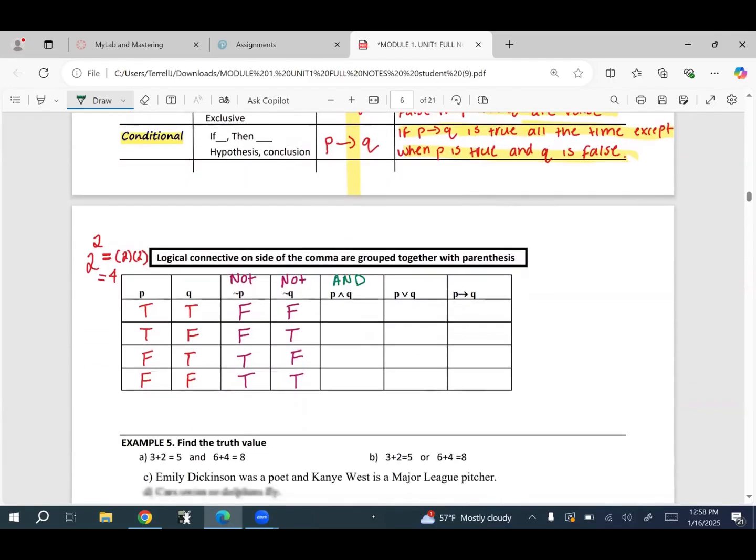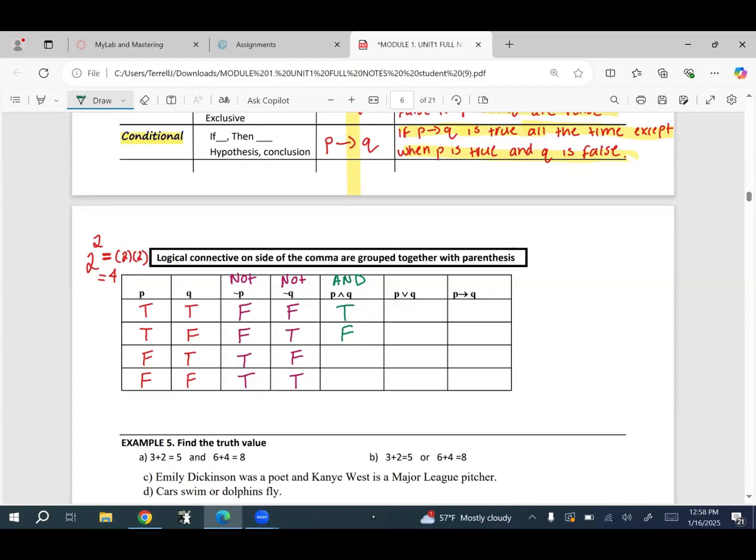So let's look at that. Let's focus on the first two columns of this table. We're going to go row by row. P is true and Q is true. So the statement P and Q would be true because they're both true, right? What about the next one? P is true and Q is false. False, correct. They both have to be true in order for the and statement to be true.